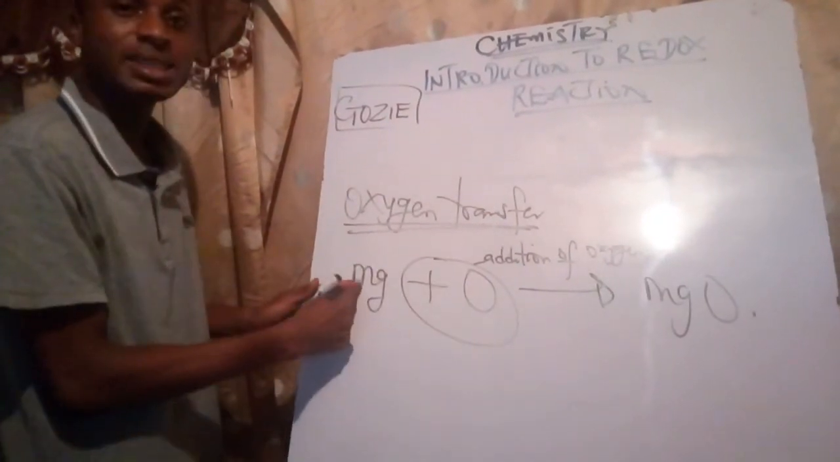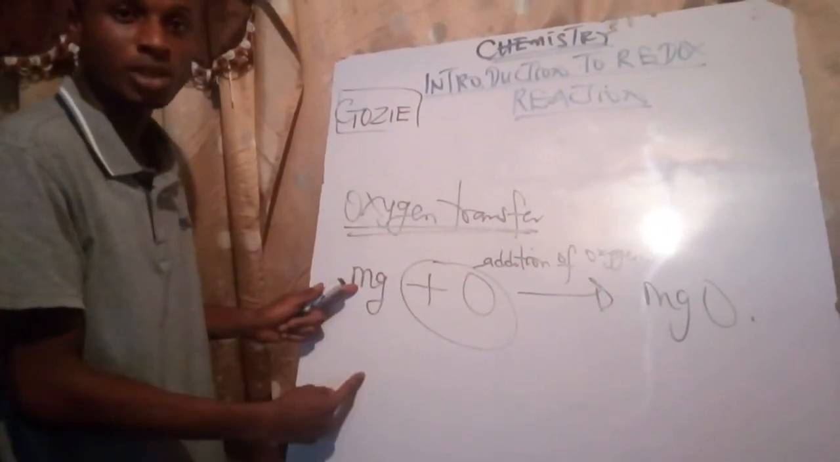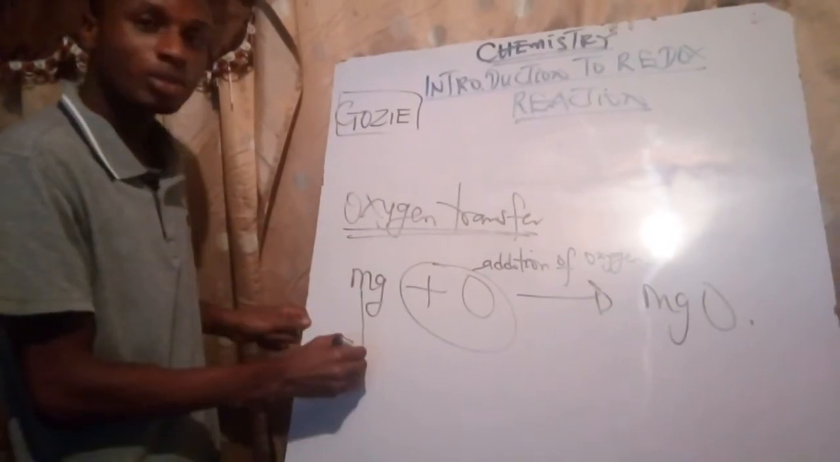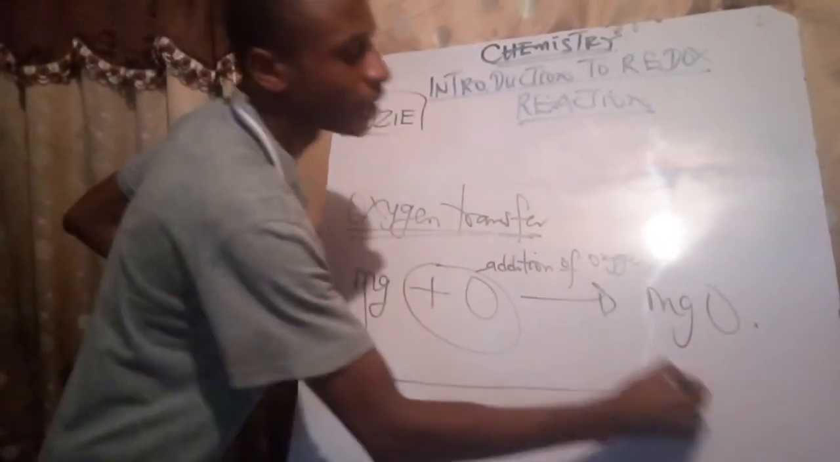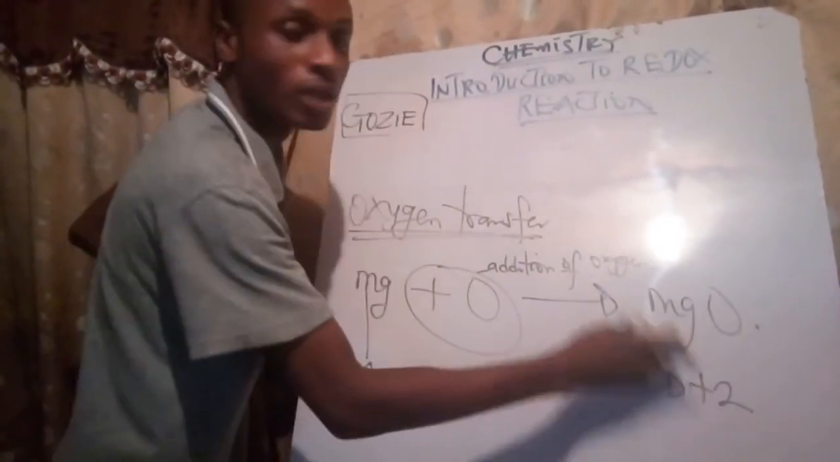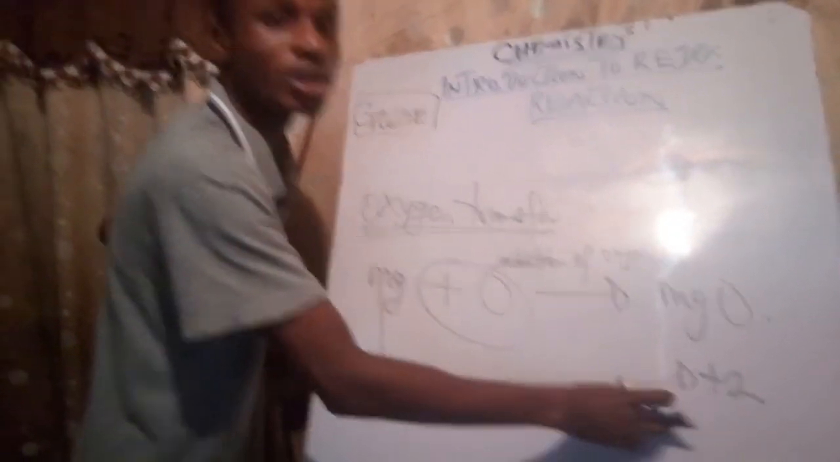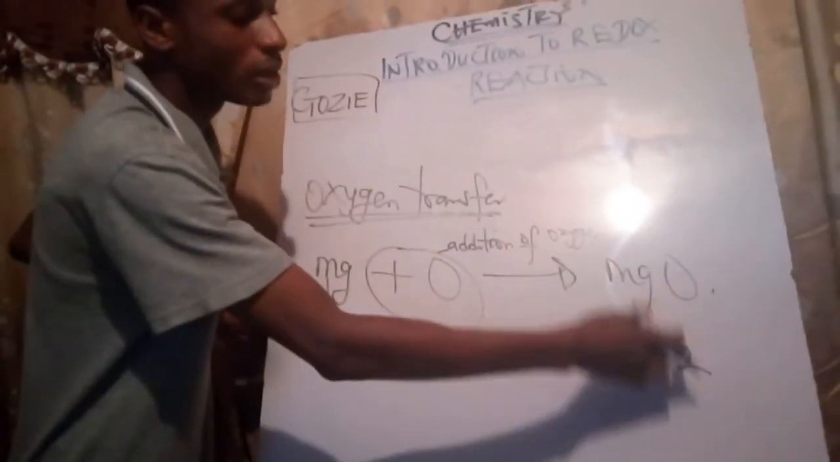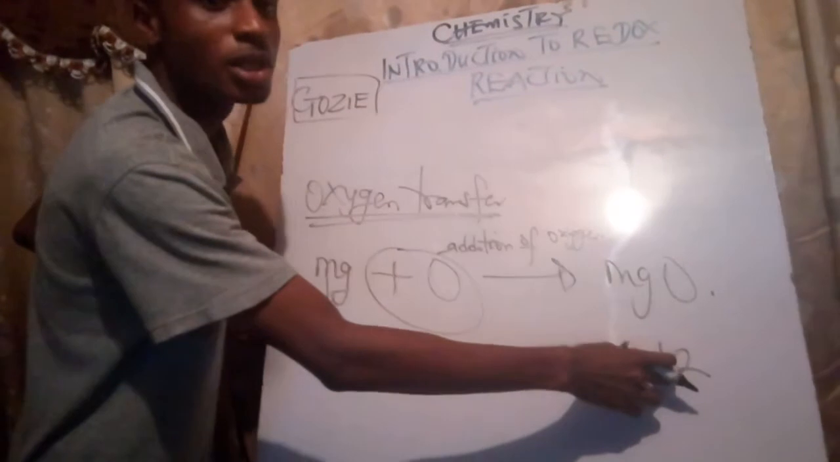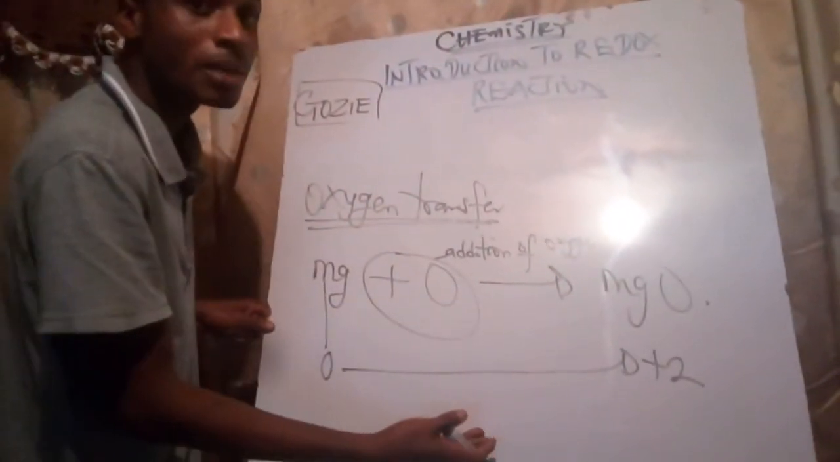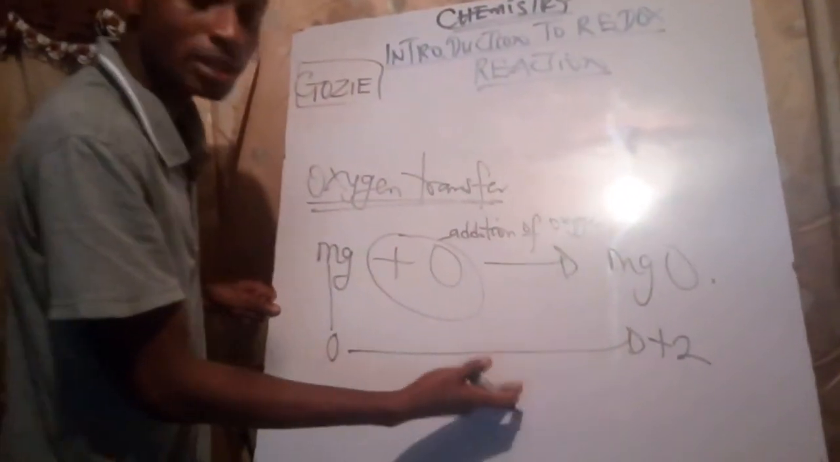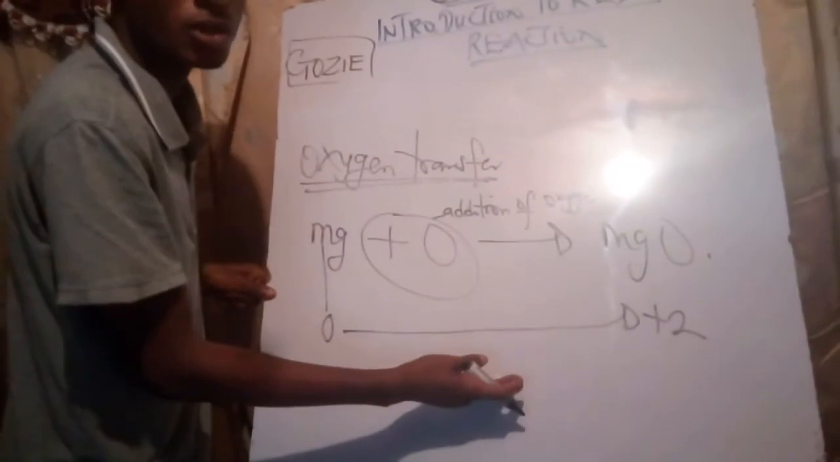Now, I'm going to be analyzing this element, magnesium, and see what happens to it. The oxidation number of magnesium here is 0. Magnesium here is +2 if you calculate it using the second arbitrary rule. If you don't know how to calculate the oxidation number of an element in a compound, you can shout me up on WhatsApp and tell me that, and then I'll produce a video on that. Okay?